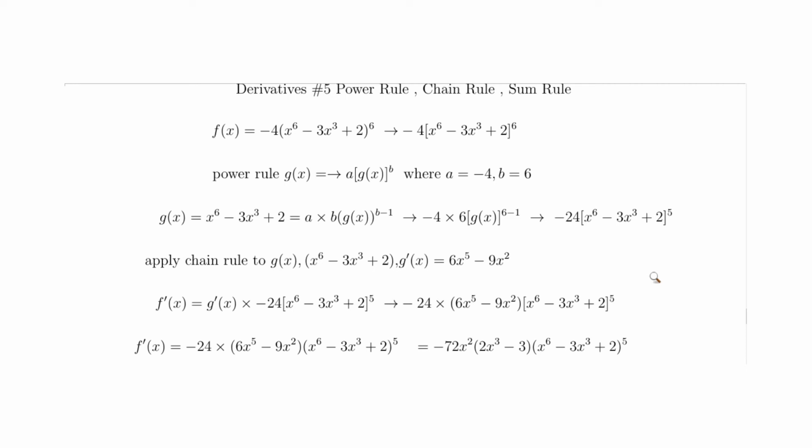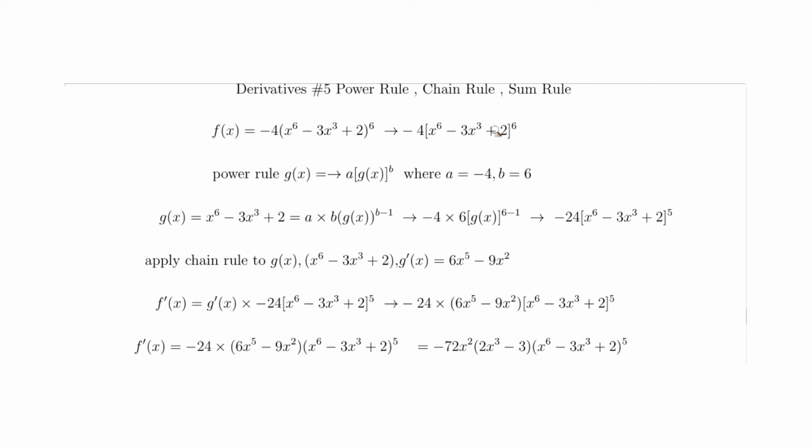Okay, so having a look at this function here, we've got minus 4 times, in brackets, x to the power of 6 minus 3x cubed plus 2 to the power of 6. And that's quite a lot of things to do there. So let's break it up. So first of all, we take the minus 4 and bring that out to front and leave that till the end, that's fine. Then with the polynomial in the middle, we put in the brackets, which we can take the derivative separately using the power rule.